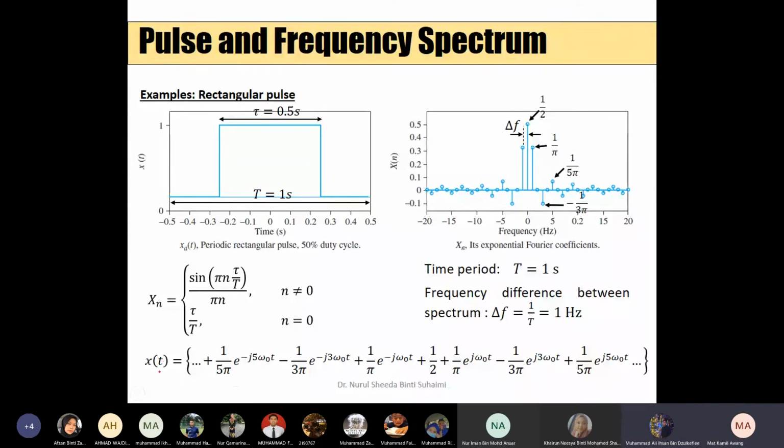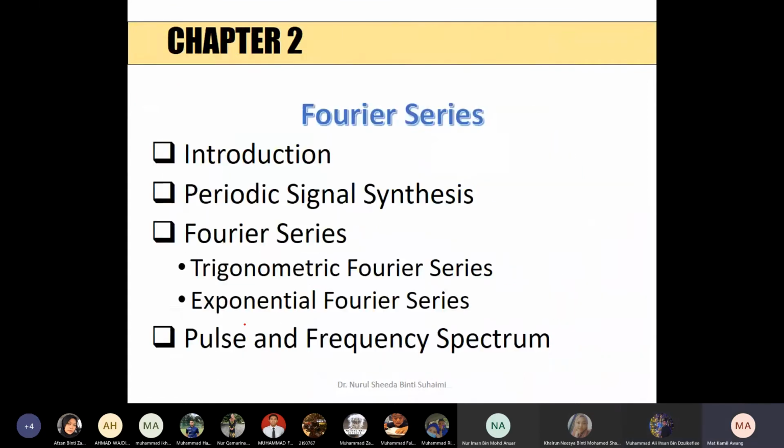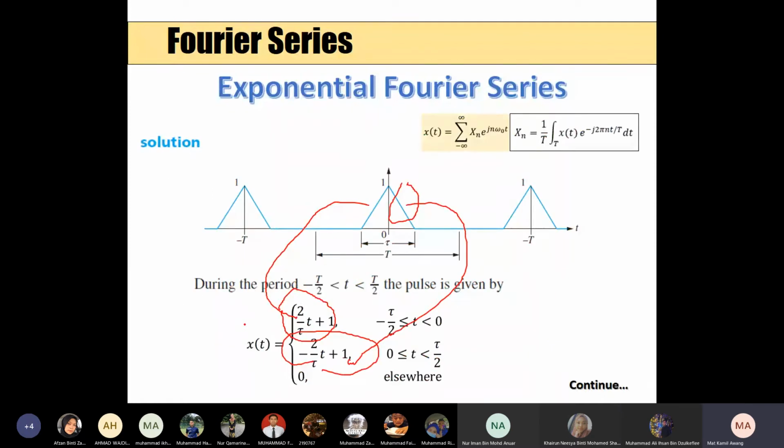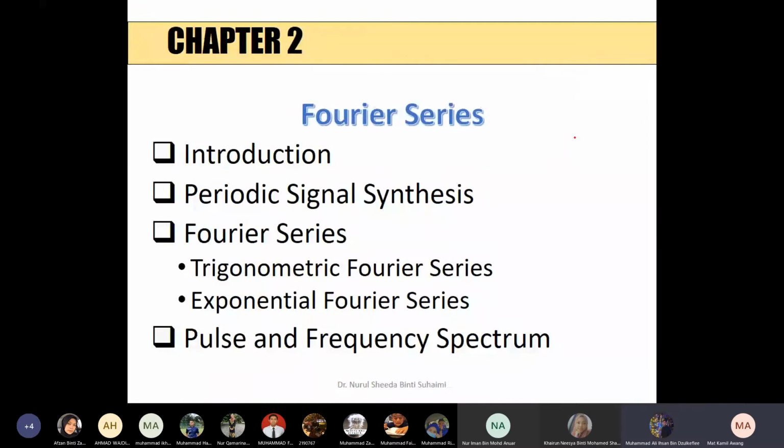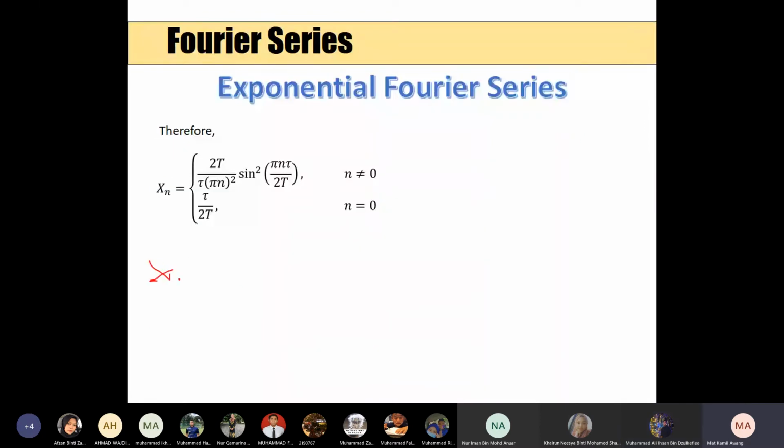So x of t, given this, when you do the exponential Fourier transform, right? Remember, x of t is the summation of Xn e to the j n omega naught t. So if you want to write x of t, then you have to use the summation of e to minus whatever, right? So you have to expand this one.